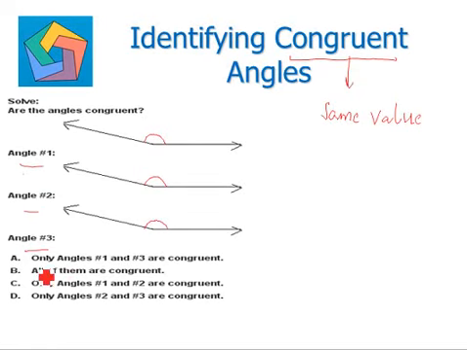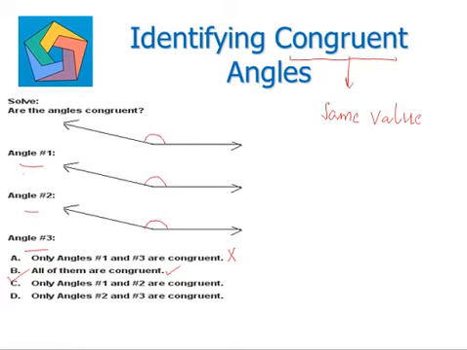Let's look at the first option. It says only angles 1 and 3 are congruent. It's incorrect because angle 2 is also congruent to 1 and 3. So this is incorrect. Now option B says all of them are congruent. That is what we found out. So this is the correct answer. So B is the correct answer.